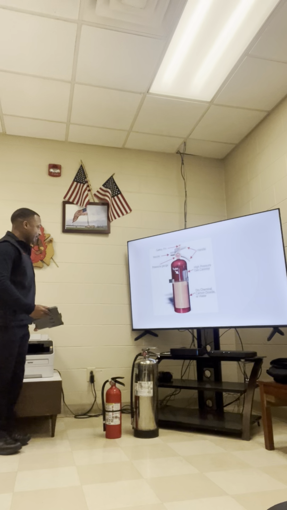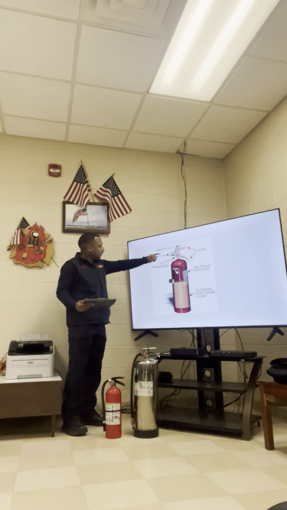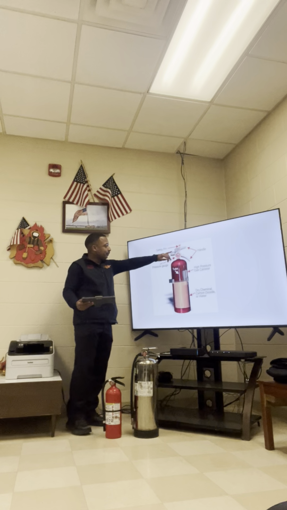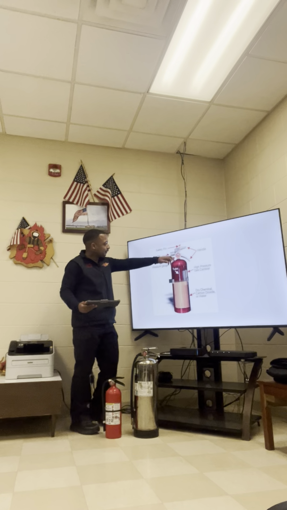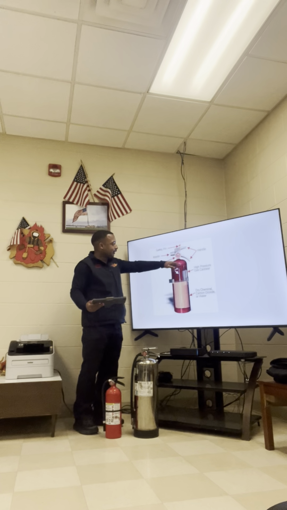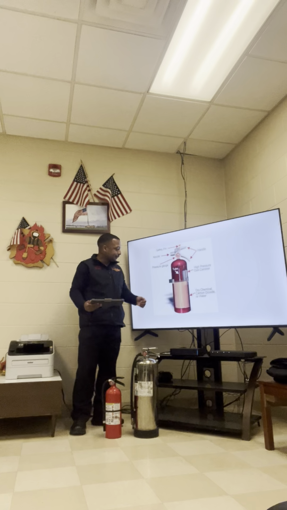Here's also a diagram where you can actually see it. You've got your safety pin up here to keep it from discharging when it's not supposed to. You've got your nozzle, your pressure gauge, your handle, and you also have the trigger there. And then that's the inside of what it looks like.